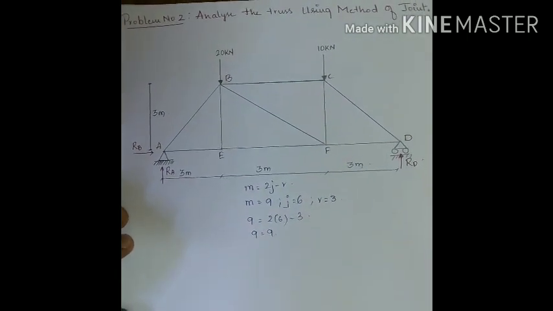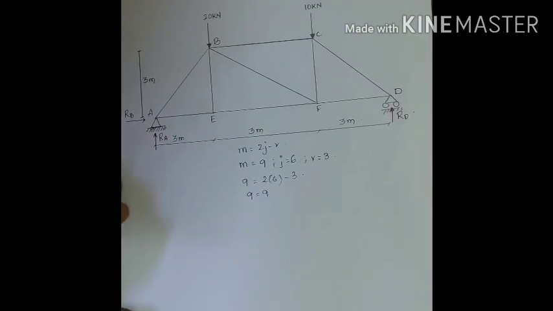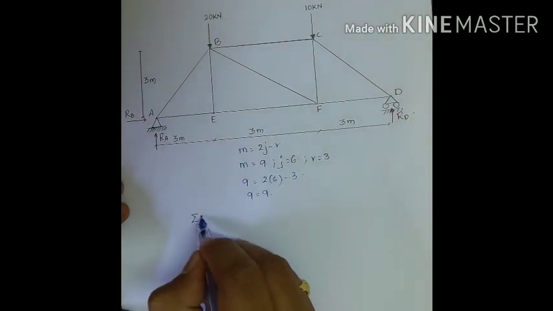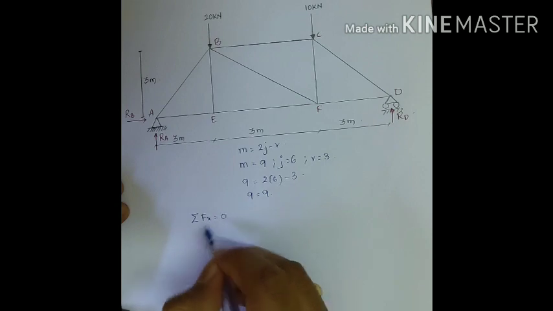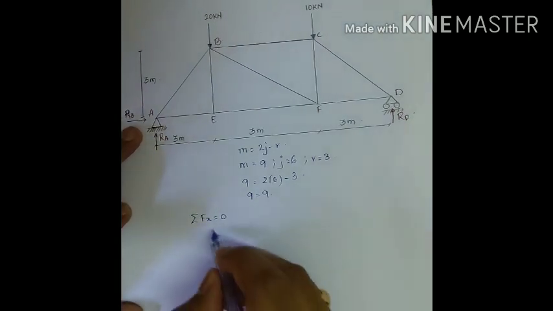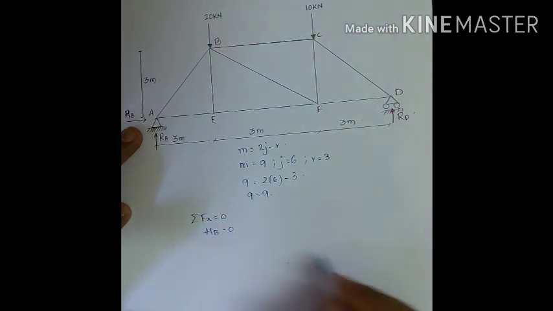So the first step we have calculated. Second step, we need to calculate the reactions. So how do we calculate the reactions? As usual, summation of Fx is equal to 0. Since there are no horizontal forces, HB is equal to 0. So no reactions for HB.